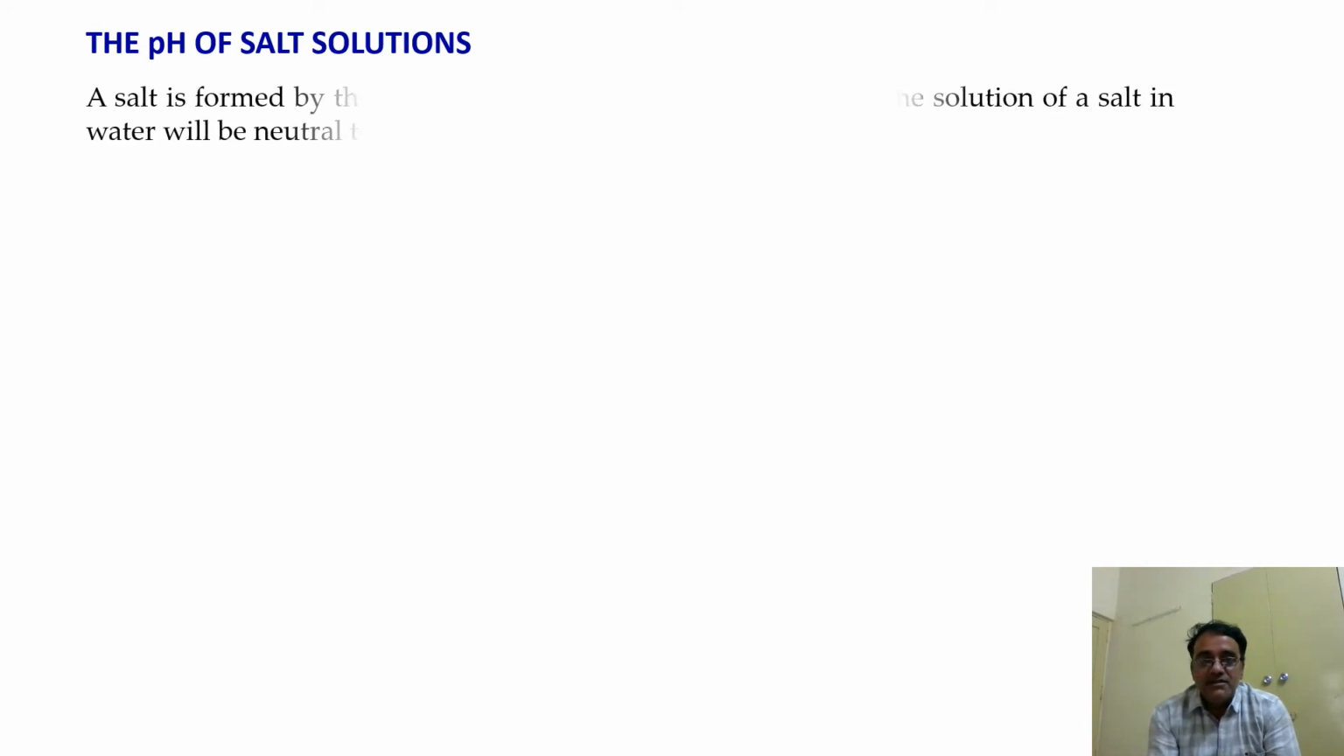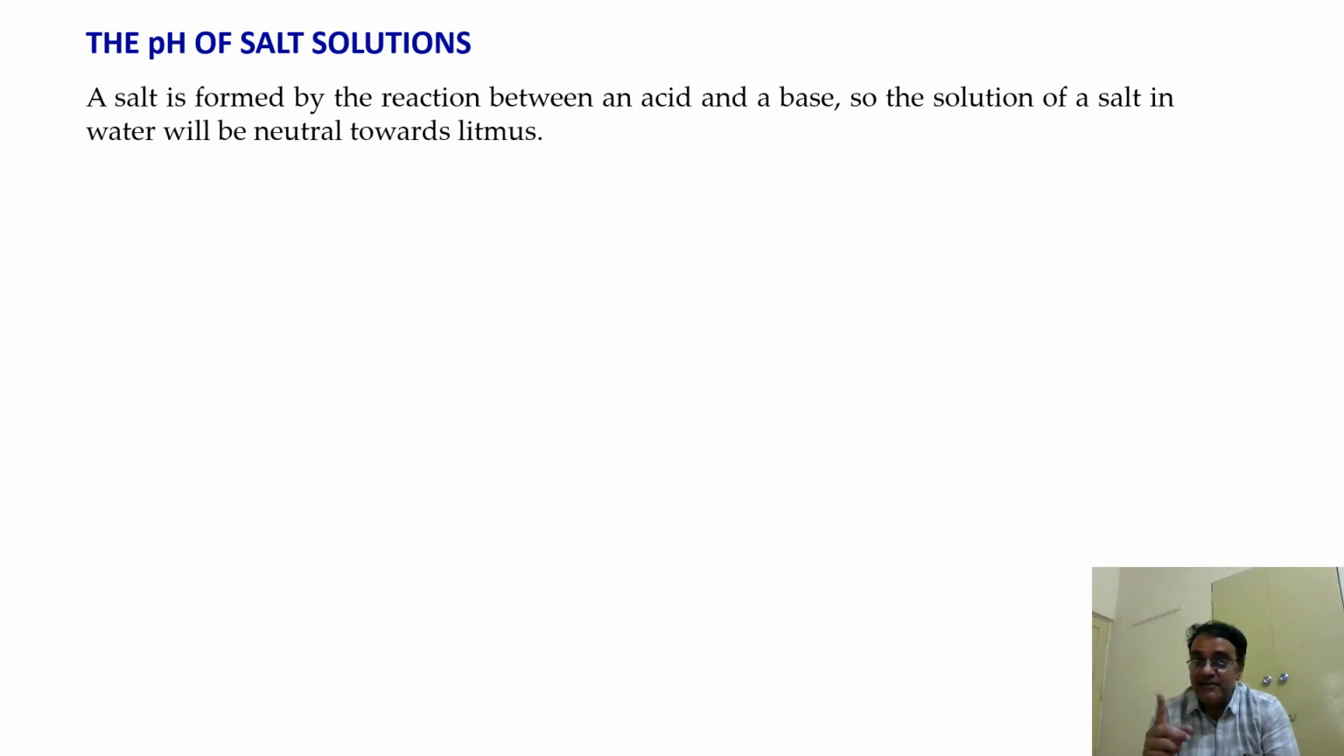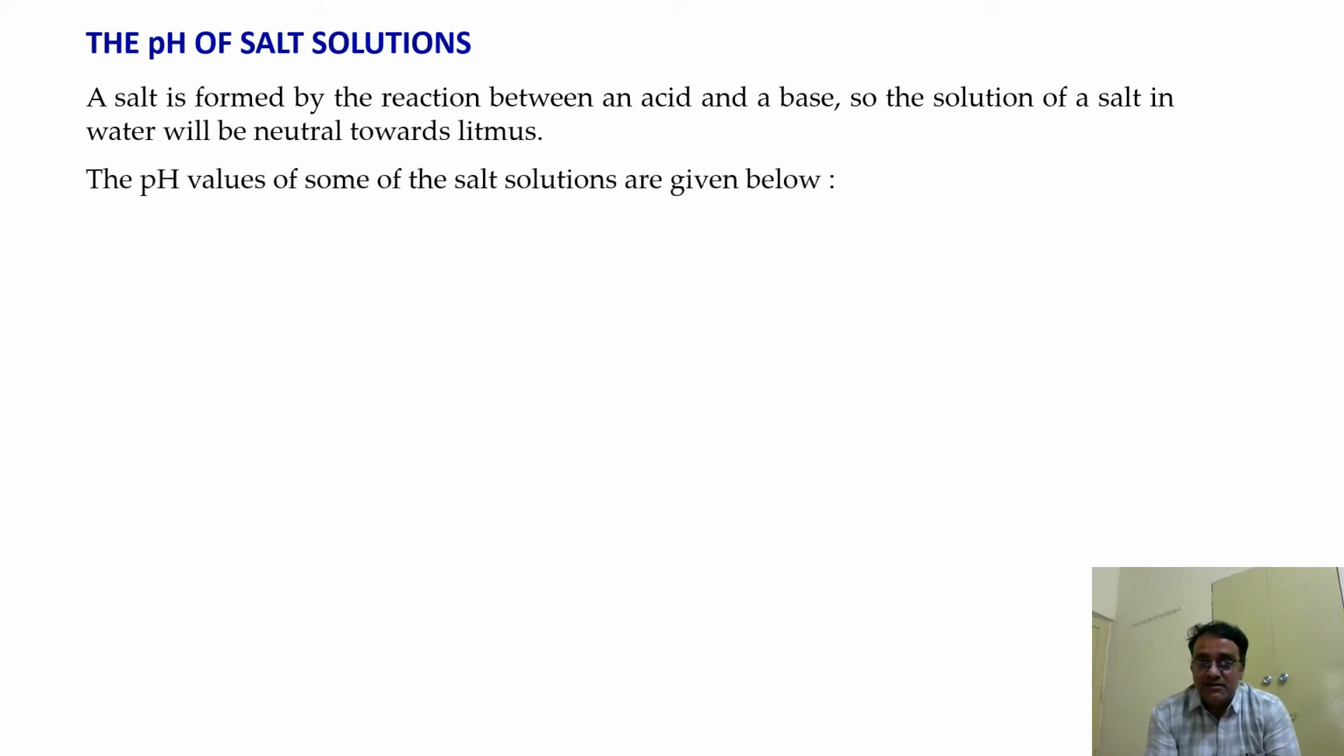Okay, so next, though the aqueous solutions of many salts are neutral, having a pH of 7, some salts produce acidic, and some even produce basic solution, that is alkaline solution, when dissolved in water. So let us see the pH values of some salt solutions.